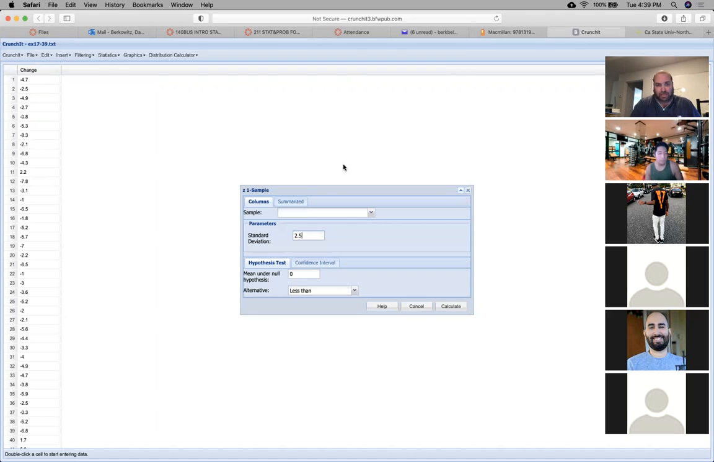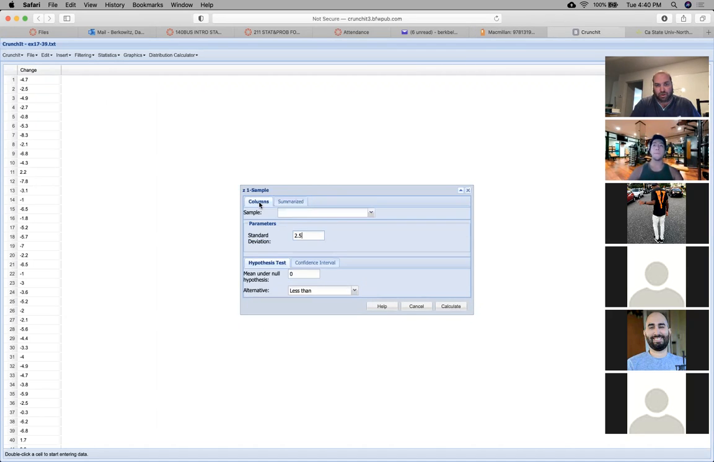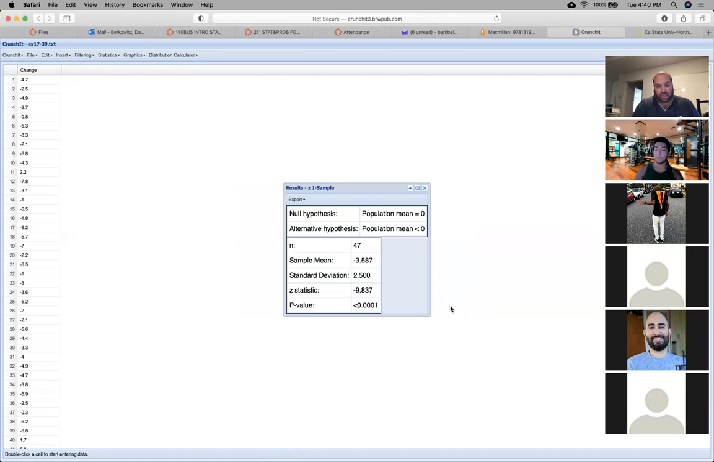Am I summarizing my data, where I tell you the number and the mean, or am I using the actual data itself and asking Crunch to do it for me? Actual data. So which column am I using? I'm obviously using the change column. So I go to the change column and I say calculate. And what does it give me?